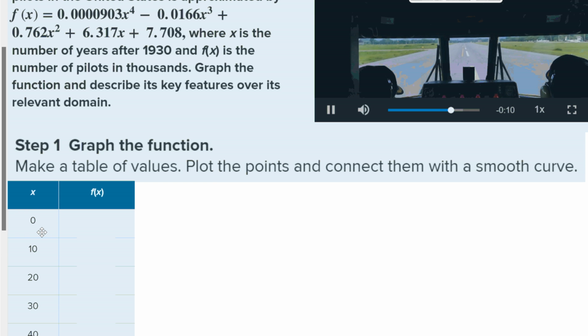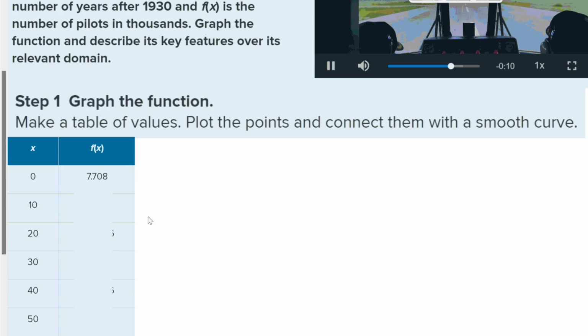I don't want to have negative years. I could guess, like 1929 would be -1. But 0, when I plug 0 into this equation, represents 1930. So when I plug in a 0, I get 7.708, which represents thousands, so 7,708 pilots. That's what 7.7 represents there. Then I can plug in 10. So 10 years later, what's happening?